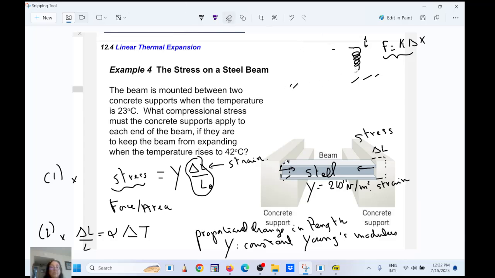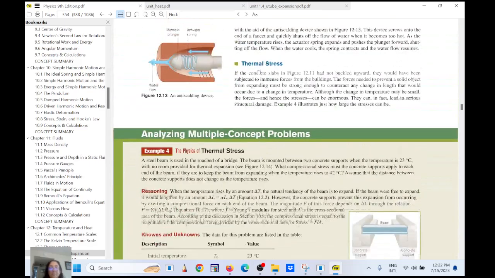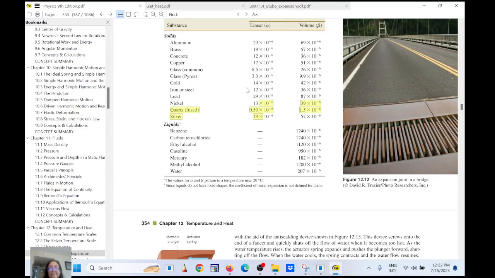You can pause the video to do the numerical solution. So you have the stress, which is how much force has to be applied per unit area. Of course, it's going to depend on the temperature and on the material. So stress is going to be the Young's modulus of steel, 2 times 10 to the 11, times alpha for steel. You can look it up here in the slides. Steel is 12 parts per million.